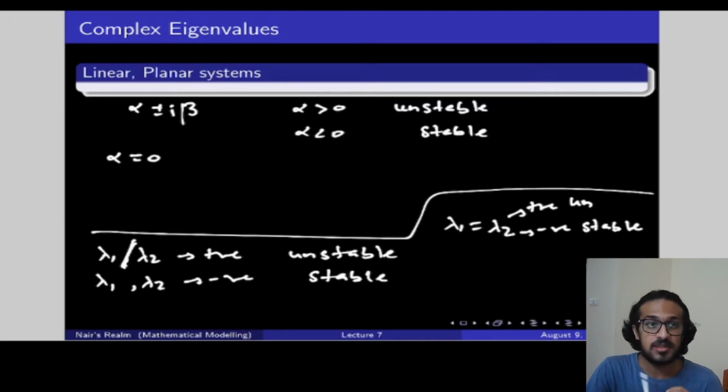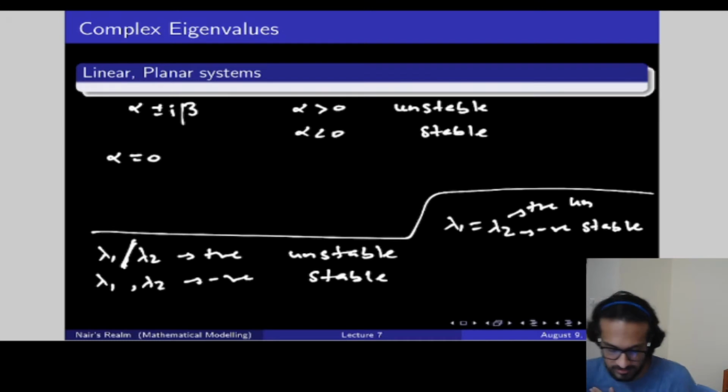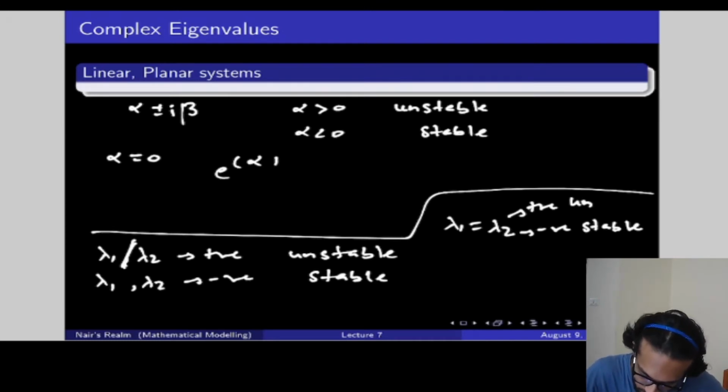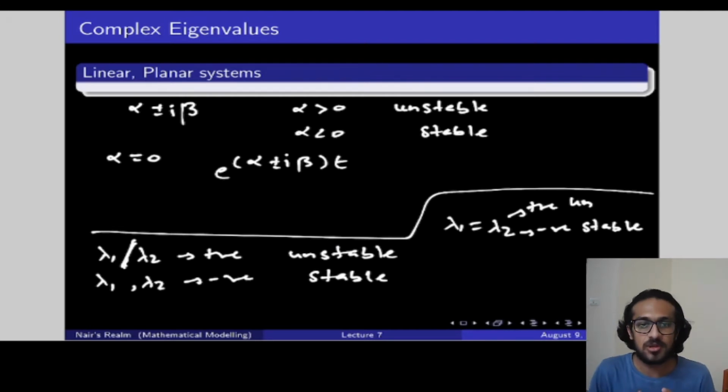Now the thing to understand is, whenever you have complex eigenvalues, the nature of the stability usually has some sort of periodic nature to it. What I mean by that is that there are some particular curves that you have to understand when we talk about eigenvalues in the complex case. So because we have e to the power alpha plus or minus i beta times t, we know that a sine or a cos term will come into the picture because of the imaginary part.